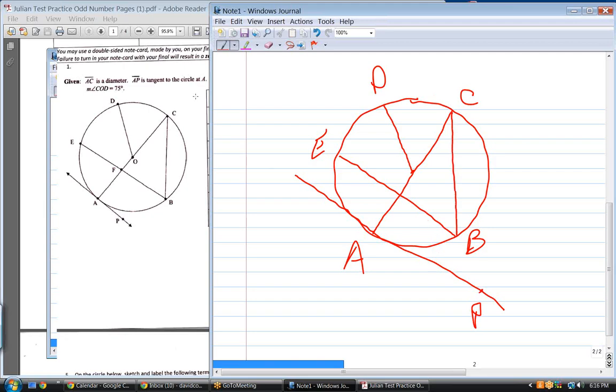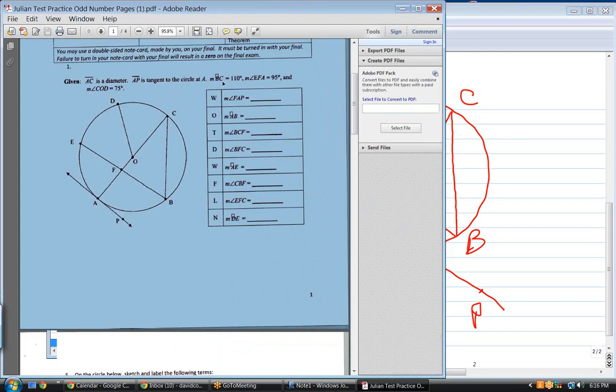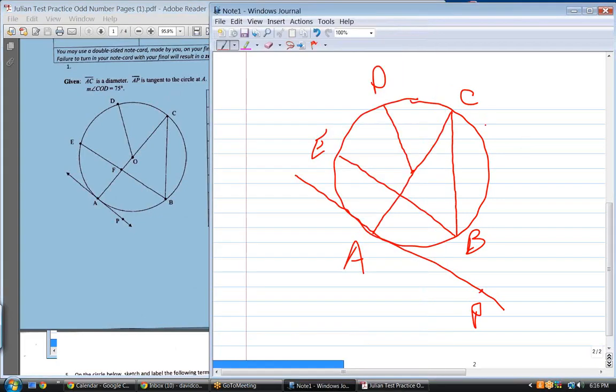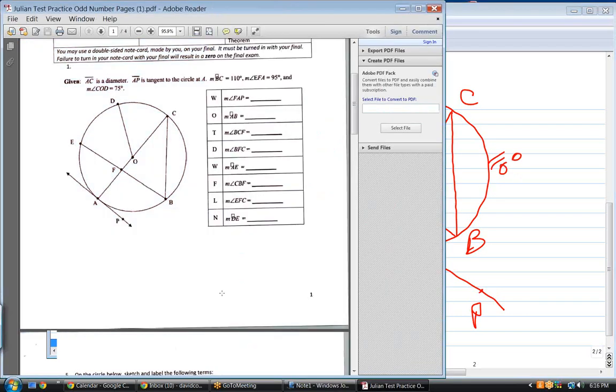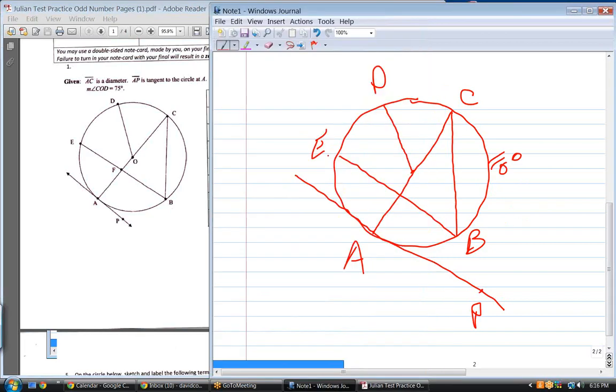Now, let's label some of this stuff. Measurement of BC is 110 degrees. So this is 110. Measurement of EFA is 95. EFA, this is 95 right there. Okay. And the measurement of COD is 75. So that's all the information that we have.